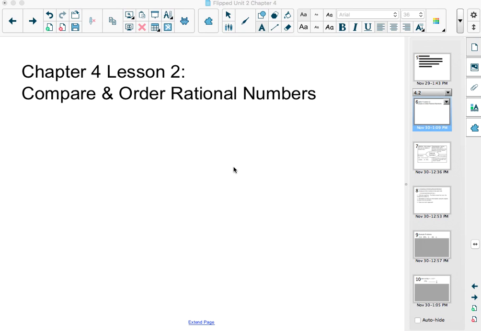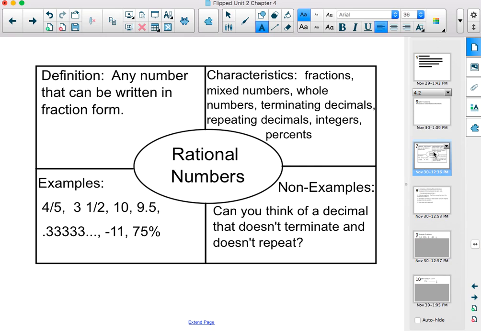This is lesson 2 of chapter 4. It's called Comparing and Ordering Rational Numbers. This is another review from chapter 0, so a lot of this should be very familiar to you. So in your note packet on page 2, the first thing you'll see is a Frayer model for rational numbers. And that's because this is our big vocab word this lesson, and we really want to dive into what a rational number is and how to identify them.